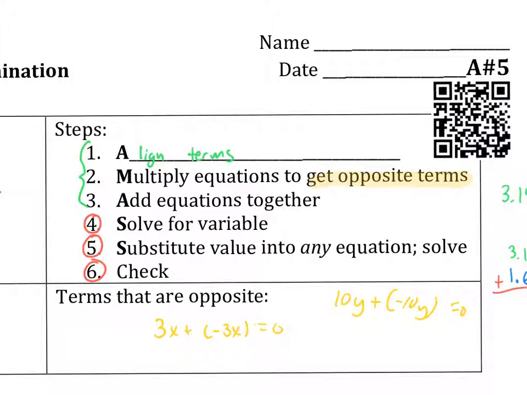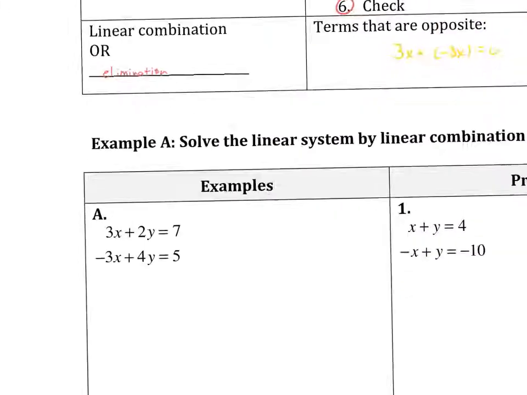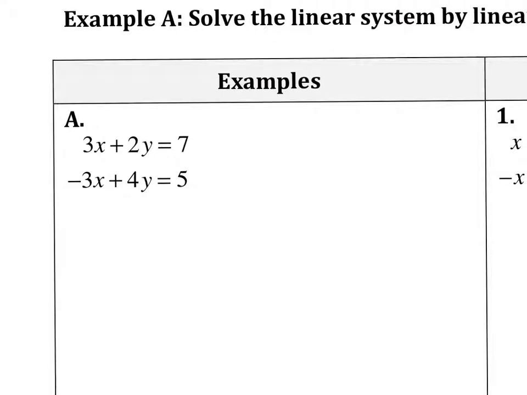Then we're going to solve for a variable. We're going to substitute that value into any of the equations from above and solve for the remaining variable. And lastly, we're going to check. So let's walk through step by step. Example A, then you can do problem number 1.